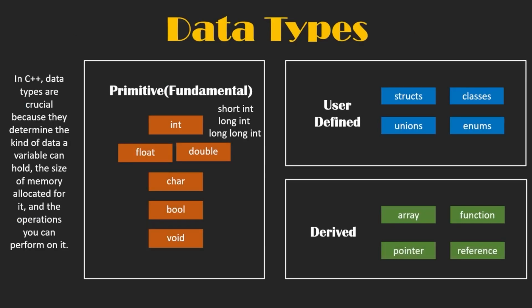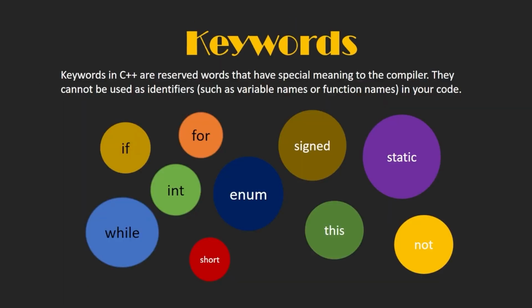Data types specify the kind of data a variable can hold, like integers, characters, floating point numbers, booleans, and void. Keywords are reserved words with predefined meanings in C++ that we cannot use as variable names. So, I hope this gives you a clear understanding of constants, variables, data types, and keywords in C++.